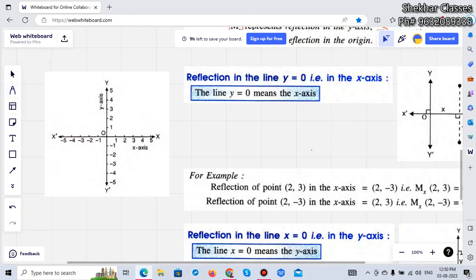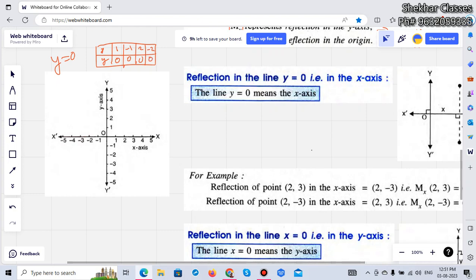So when I say y is equal to 0, in the coordinate you have to make a table to understand what y equal to 0 is. So say this is x, this is y, right? You make a table. So y is 0 all the time. When x is 1, y is 0. When x is minus 1, y is 0. When x is 2, y is 0. When x is minus 2, y is 0.